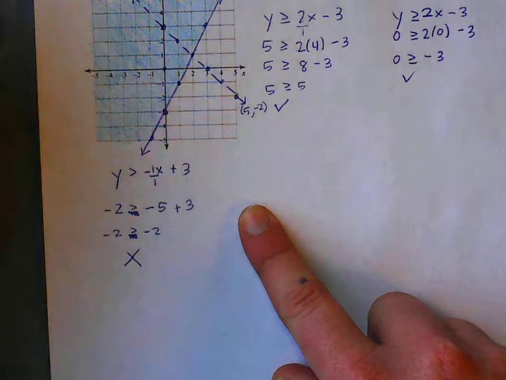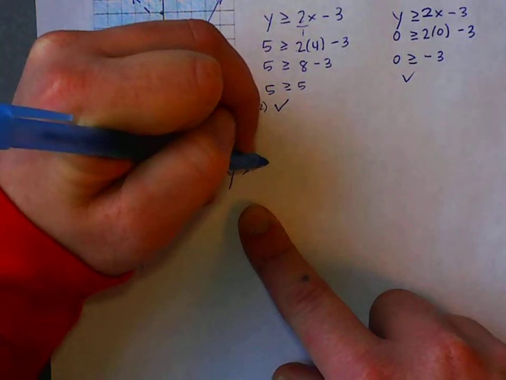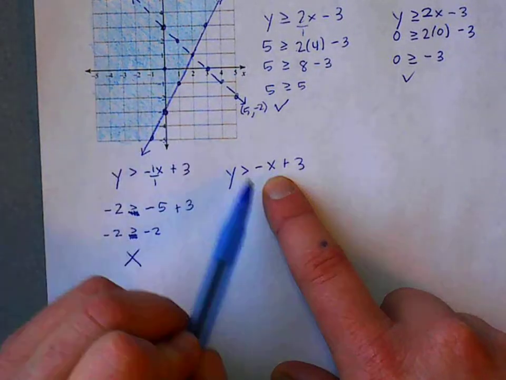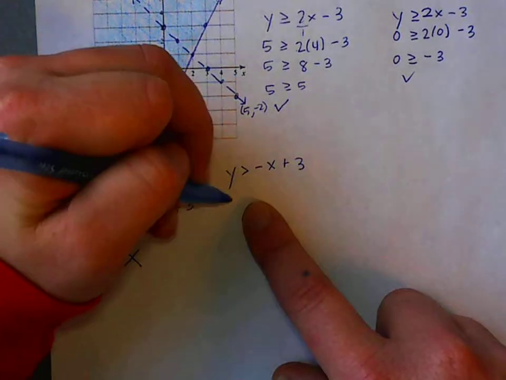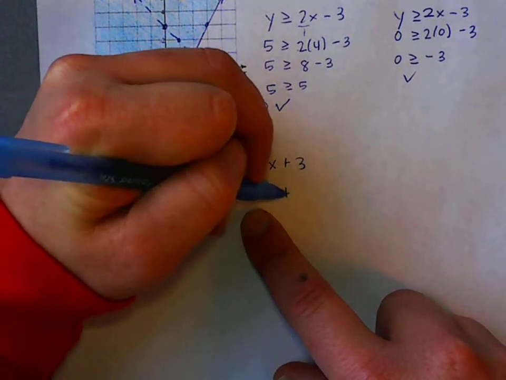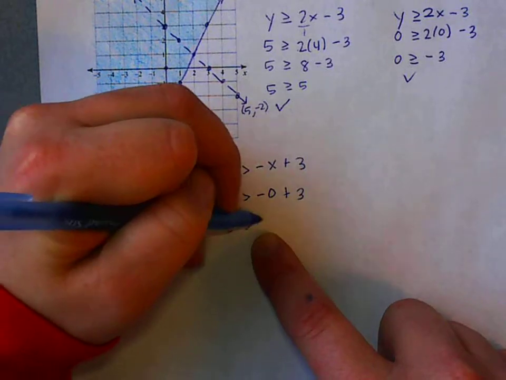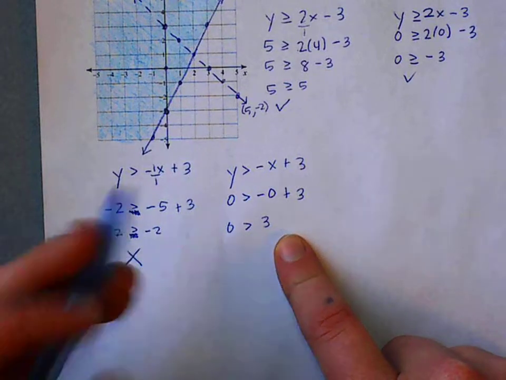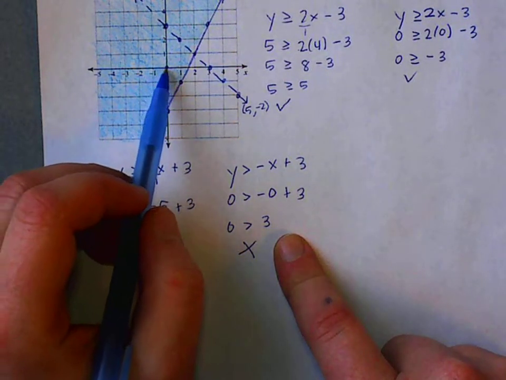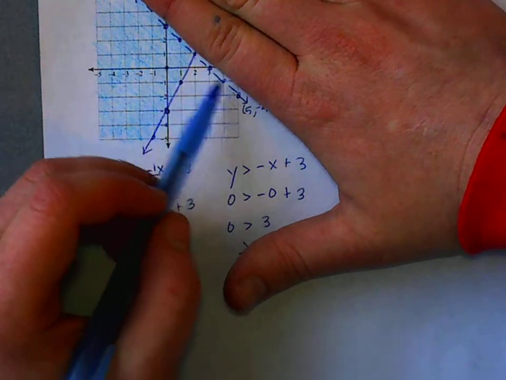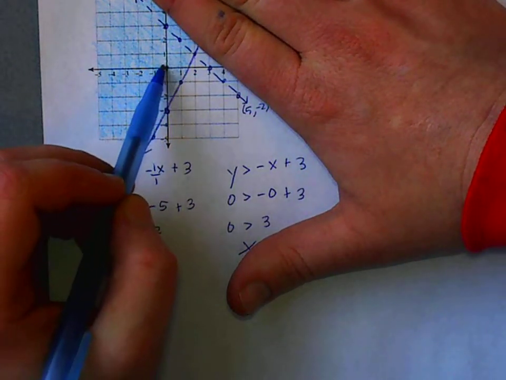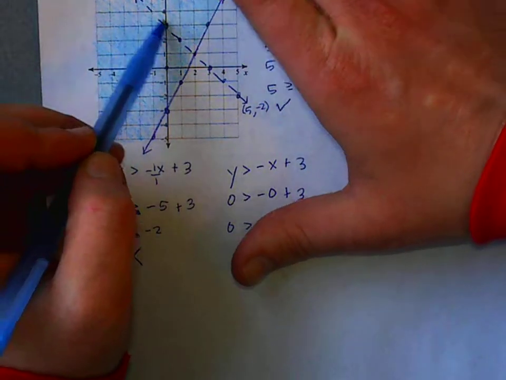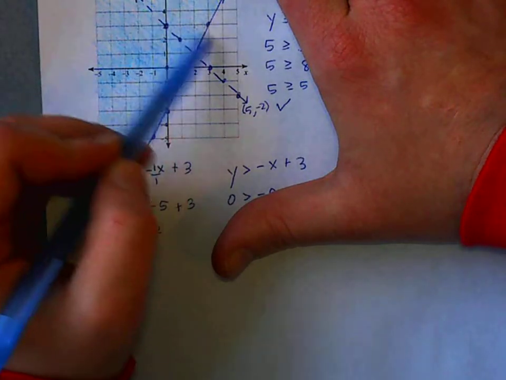So here we go. I'm going to bring this down. So y is greater than negative x plus 3. I'm going to plug in 0, 0 and see if it makes this one work. So I got 0 is greater than... let's look. Is 0 greater than 3? No, it's not. So that means that this point, on this side of the line, did not make it work. So that means that any point on the other side of that line will work.